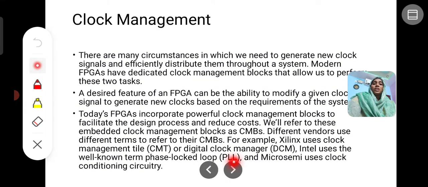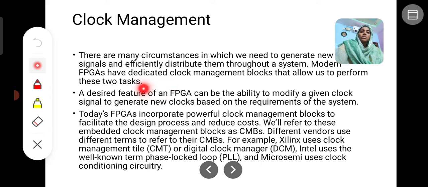The next important feature is clock management. As the clock frequency is higher, the performance of the processor is also higher. There are many circumstances in which we need to generate new clock signals and efficiently distribute them throughout a system. Modern FPGAs have dedicated clock management blocks that allow us to perform these tasks. We have different clock sources, and using these clock sources we can generate the clock for FPGAs. A desired feature of an FPGA is the ability to modify a given clock signal to generate a new clock based on the requirements of the system.